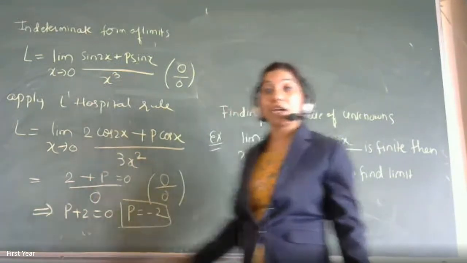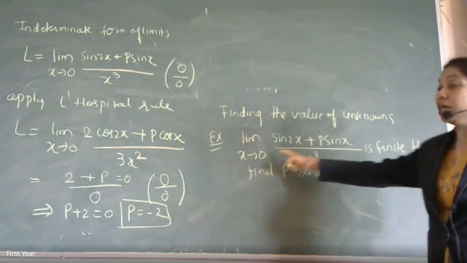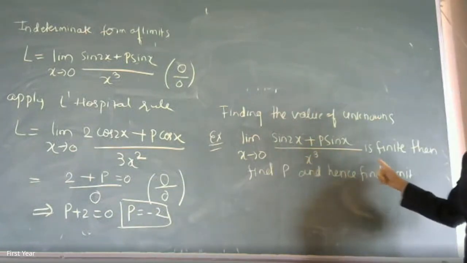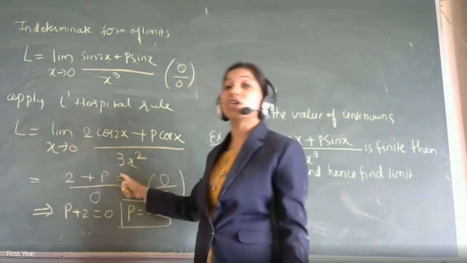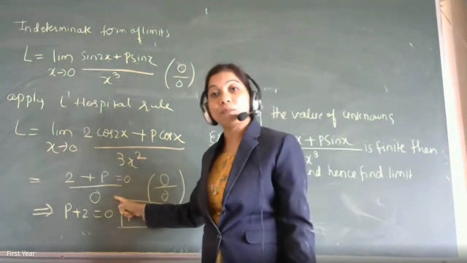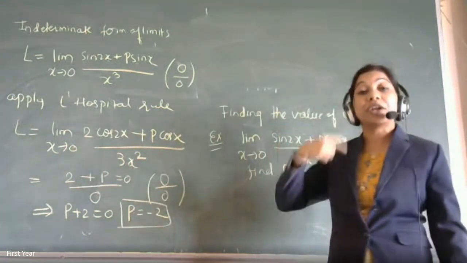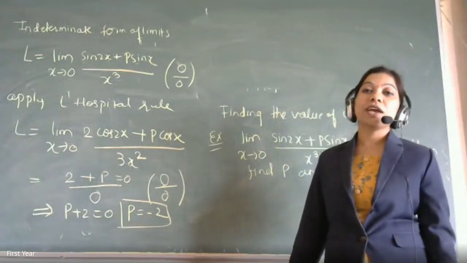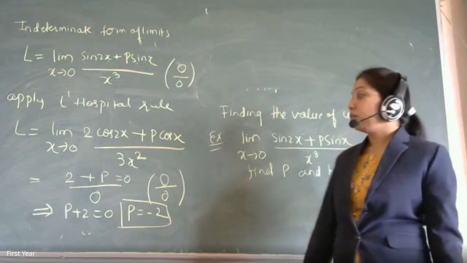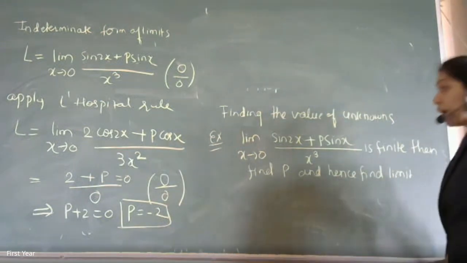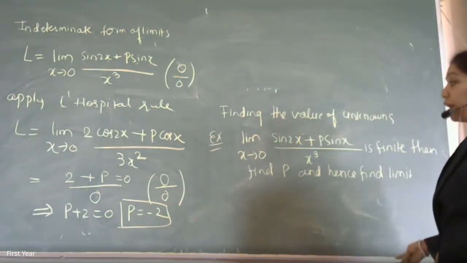मतलब L is infinite. But what they have said in the question, this limit is finite. So it cannot be infinity. तो इसका मतलब ये 0 ही होना चाहिए. तो ही मुझे 0 by 0 फॉर्म मिलेगा. And I'm able to go ahead to get the final. Okay? So that's why p is equal to minus 2 is the value of p.